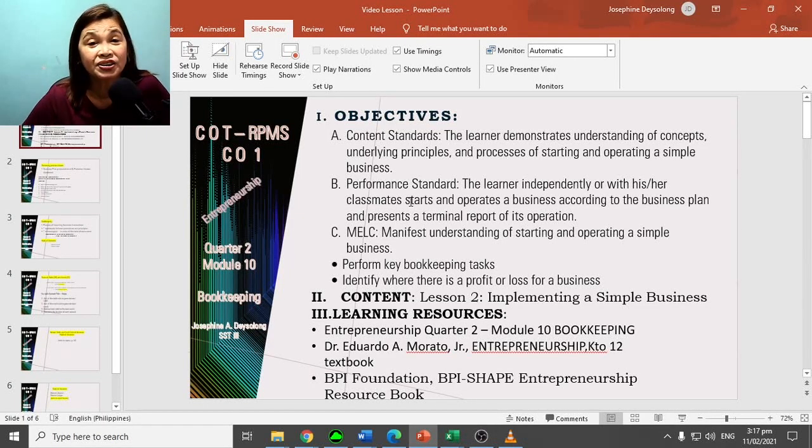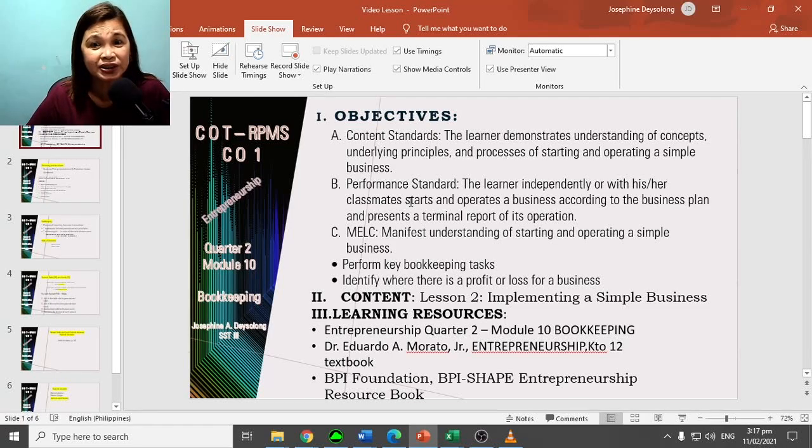We have here content standards. The learner demonstrates understanding of concepts, underlying principles, and processes of starting and operating a simple business, which I think you have done from the very start of our entrepreneurship.